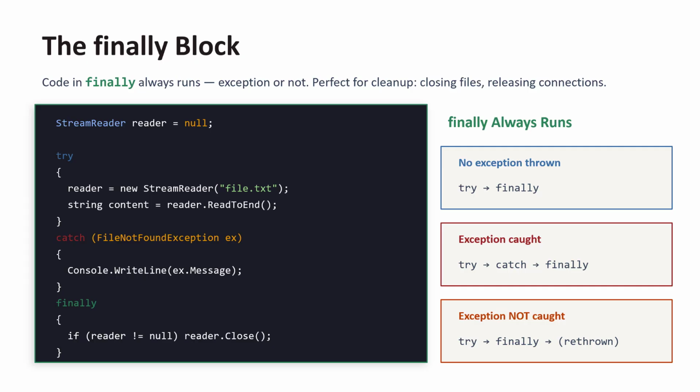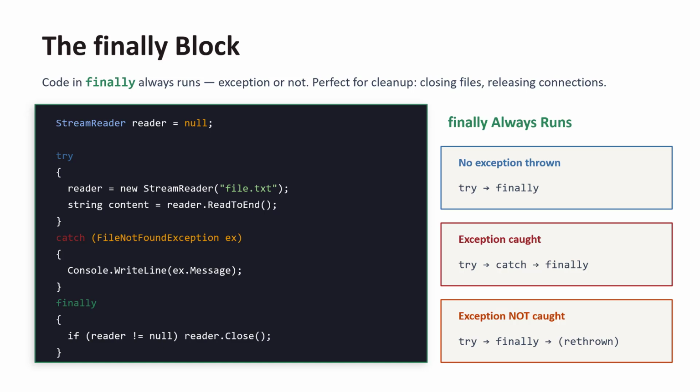So on the right, you can see we map out 3 possible paths through this code. The first scenario, everything goes great. No exception is thrown at all. The flow is simply try and then finally. In the second scenario, an exception is thrown and caught. The flow is try, then catch, then finally.